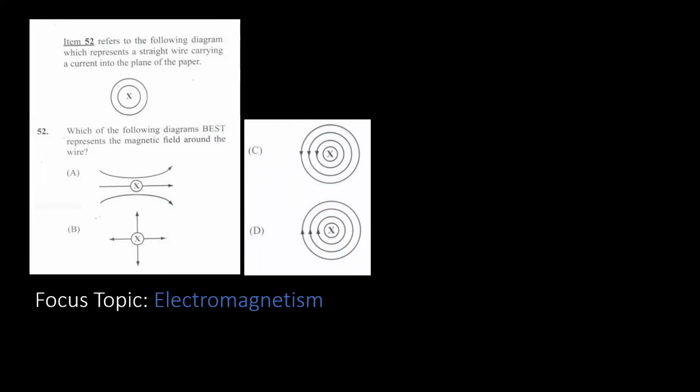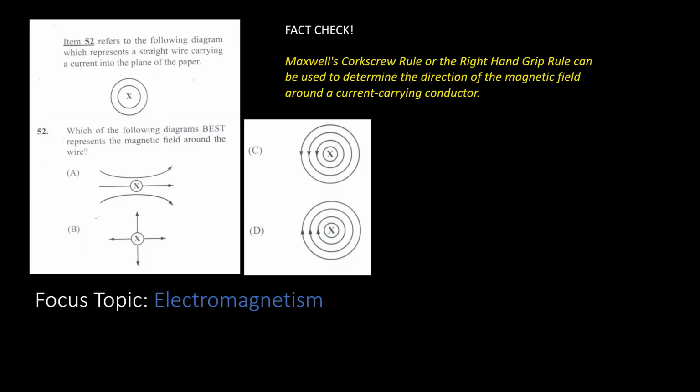Item 52 has to do with a straight wire that is being illustrated, and it's carrying current into the plane of the paper, or in this case, into the plane of the screen. And you're asked to identify which diagram best shows the magnetic field around the wire. Now we can use the right-hand grip rule or Maxwell's corkscrew rule to determine the direction of the magnetic field around the current-carrying conductor.